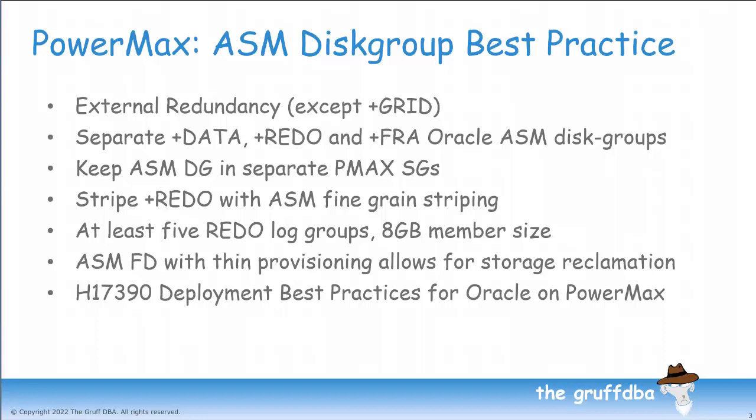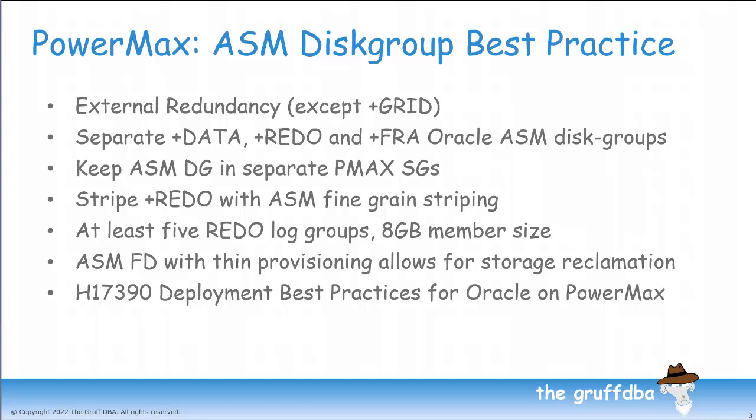Use ASM external redundancy for all of your ASM disk groups, except grid where we recommend normal redundancy. At a minimum, separate data, redo, and FRA into their own ASM disk groups. You might well need more depending on your databases, and to be fair, if it's a small development database, even 3 might be overkill, but it's a good starting point.